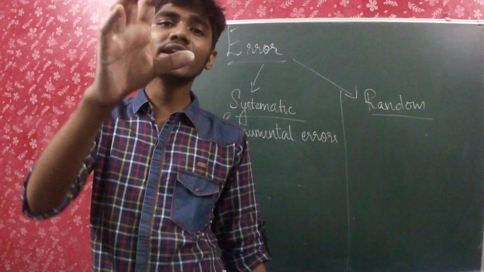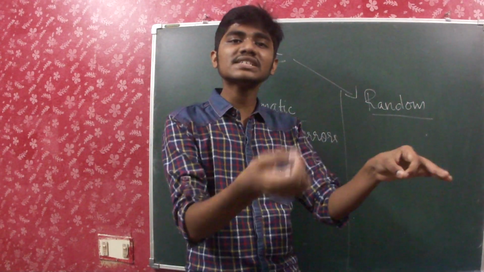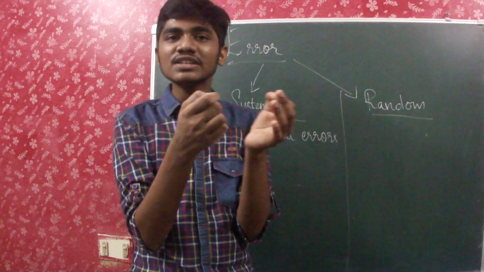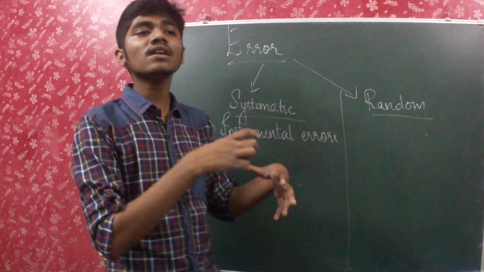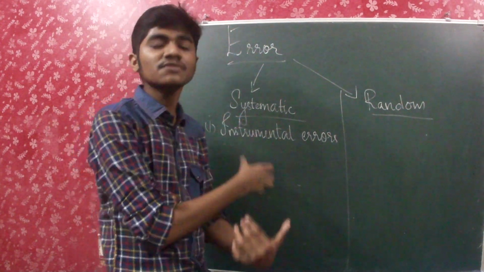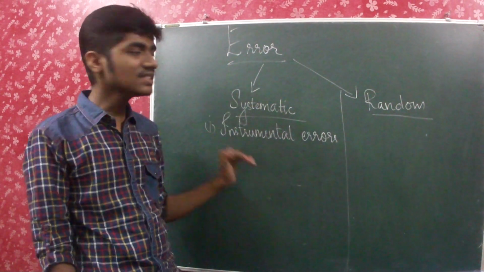For example, in a vernier caliper, the zero has to actually lie in the main scale, but if it doesn't, if it's just slightly away from the zero of the main scale, then there is a zero error. Such kinds of errors which are already present in the instrument with which we are going to measure are known as instrumental error, which comes under systematic.